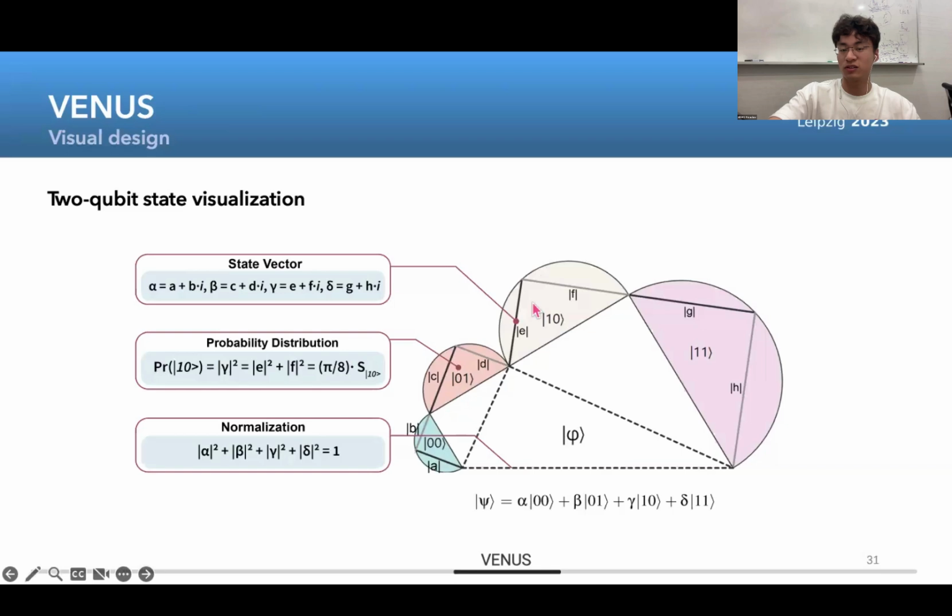So we got 4 semicircles to represent the probability of the 4 basis states, which are the states 00, 01, 10, and 11, respectively. Okay, and the encoding is exactly the same. So based on this one, you can also observe the probability of each basis state based on the area of each semicircle.